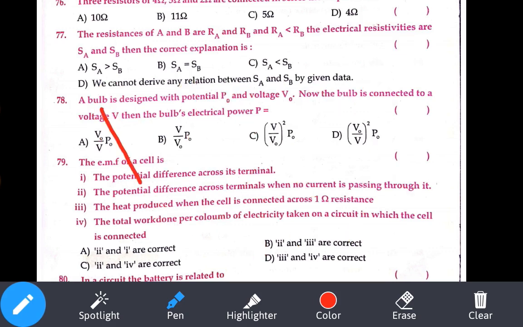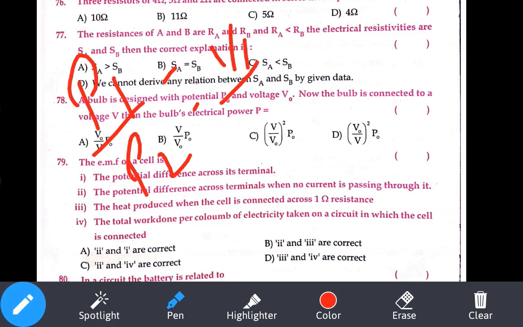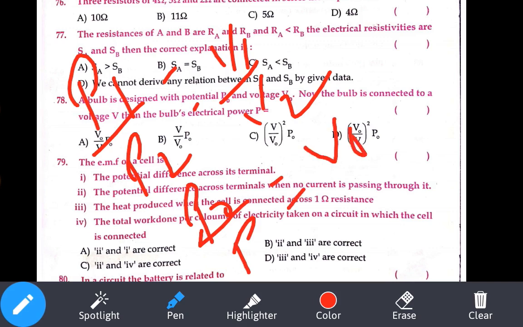What is the relation between power and voltage? P is equal to VI, so it is directly proportional. So we can simply write P1 by P2 is equal to V1 by V2. Now, P1 value, how much? P0. P0 by P is equal to V1 value, they have given as V0, and V2 value as V. So we require the P value.